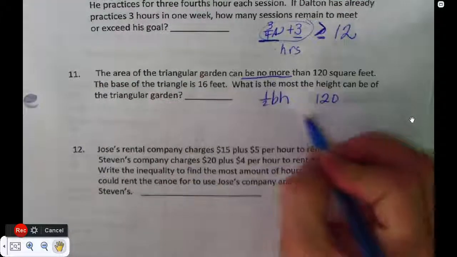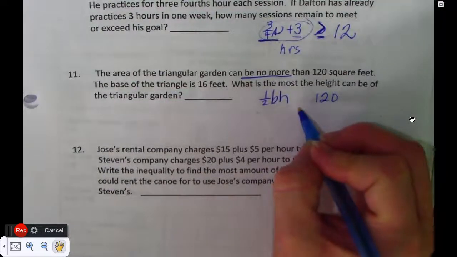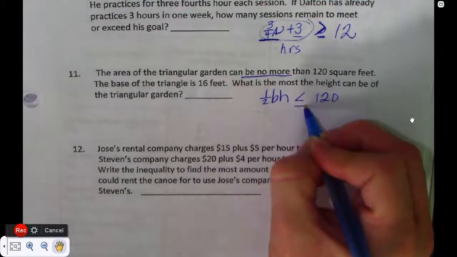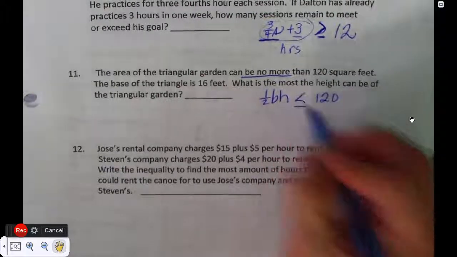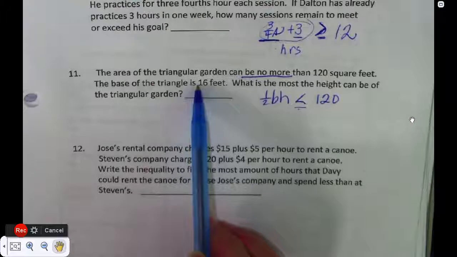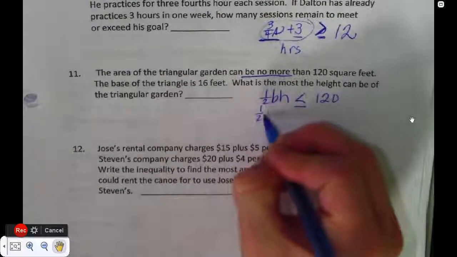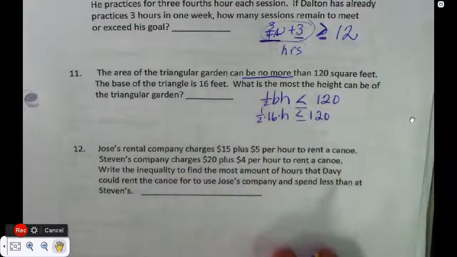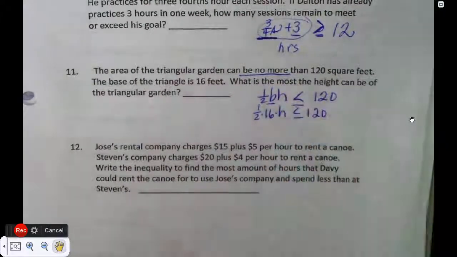So what am I going to put right here? No more than, so less than or equal to. Yes. So it's going to be less than or equal to 120. It's going to be no more than the 120. Now it says the base is 16 feet. So we're going to go 1/2 times 16 times the height. We're just going to put 16 in for the base.